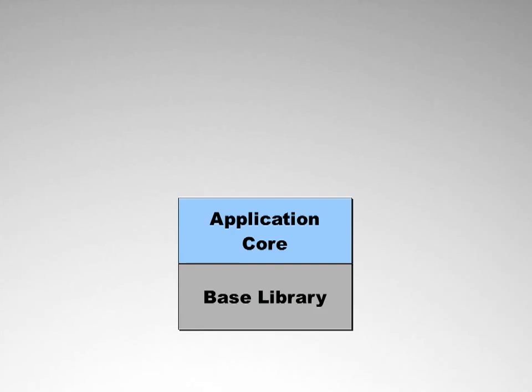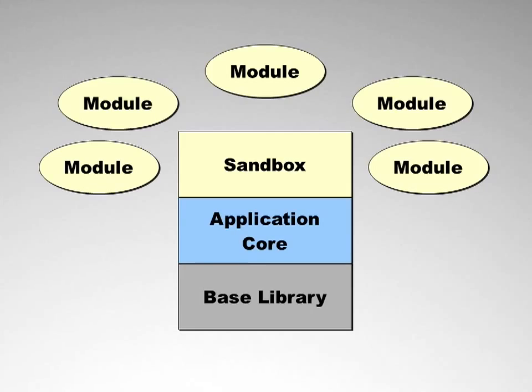So back to our architecture diagram here. We had the base library and the application core. You're going to throw on top of it this sandbox. And the sandbox basically is a very thin layer. It doesn't have any functionality on its own. But what it does is provide an interface into the application core functionality. And then when you have multiple modules, they sort of float around the sandbox interface because that's what allows them to interact with the world.